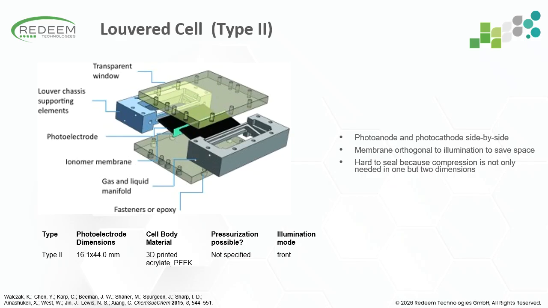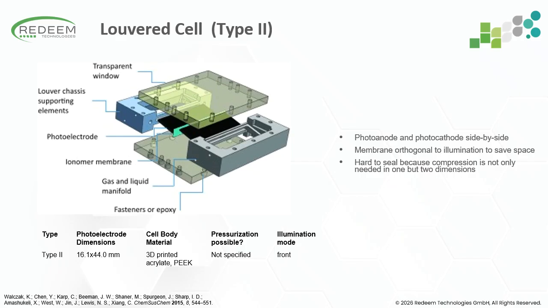And the concept is definitely elegant from an optical perspective, but it comes with a significant engineering challenge because the membrane and flow compartments intersect at right angles, and the sealing is much more difficult than in a conventional sandwich cell where the compression only acts in one single direction. So overall, type 2 architectures demonstrate an interesting alternative layout, but they remain relatively uncommon compared to the much more established type 1 reactors.